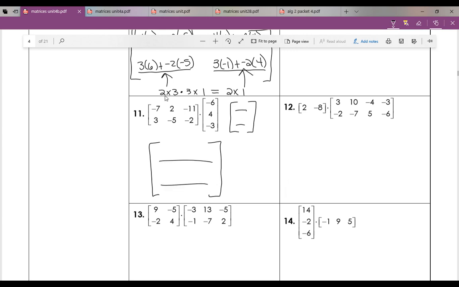So let's go through it. If you notice, the number of elements in the row here just so conveniently happens to match the number of elements in the column here. So instead of pairing 2 sets of numbers, we got 3 sets of numbers we got to pair. So -7 and -6, you're going to add that to 2 times 4, and then add that to -11 times -3. Go across the row, down the column. That's going to give me the first number in my matrix.